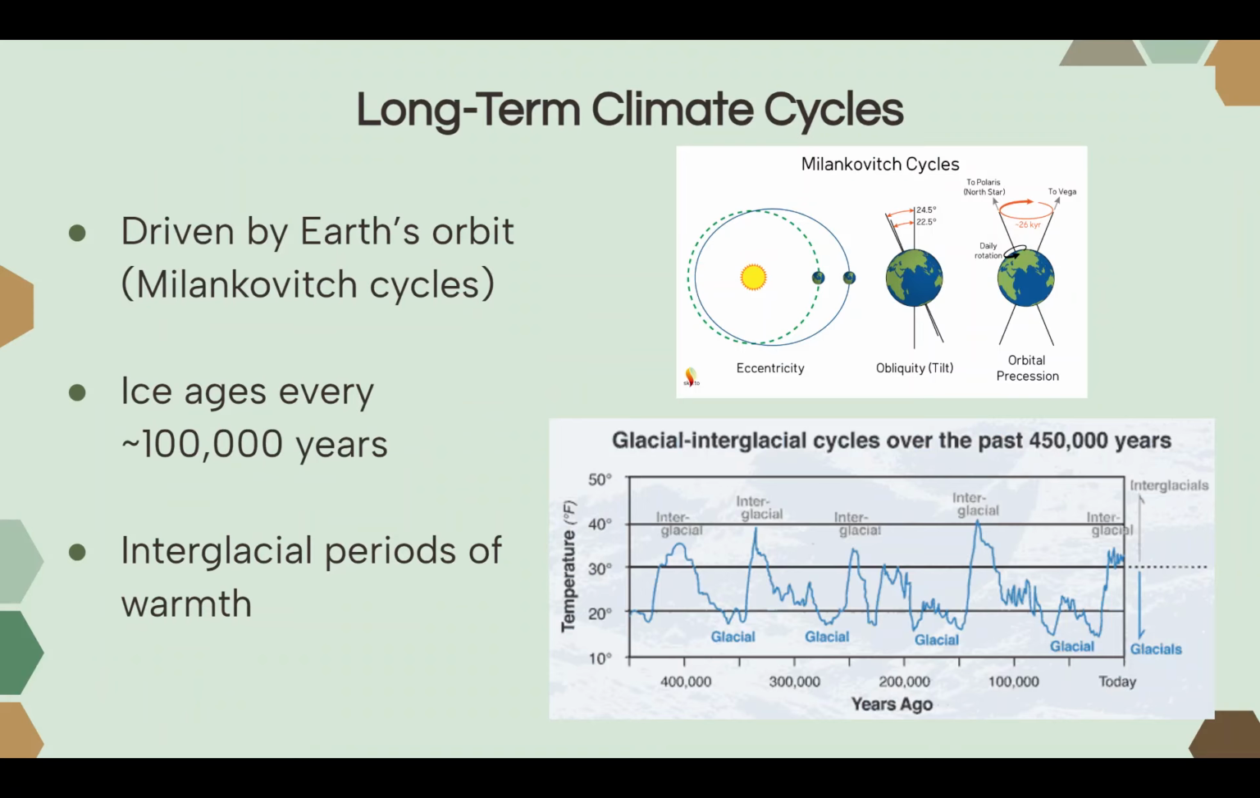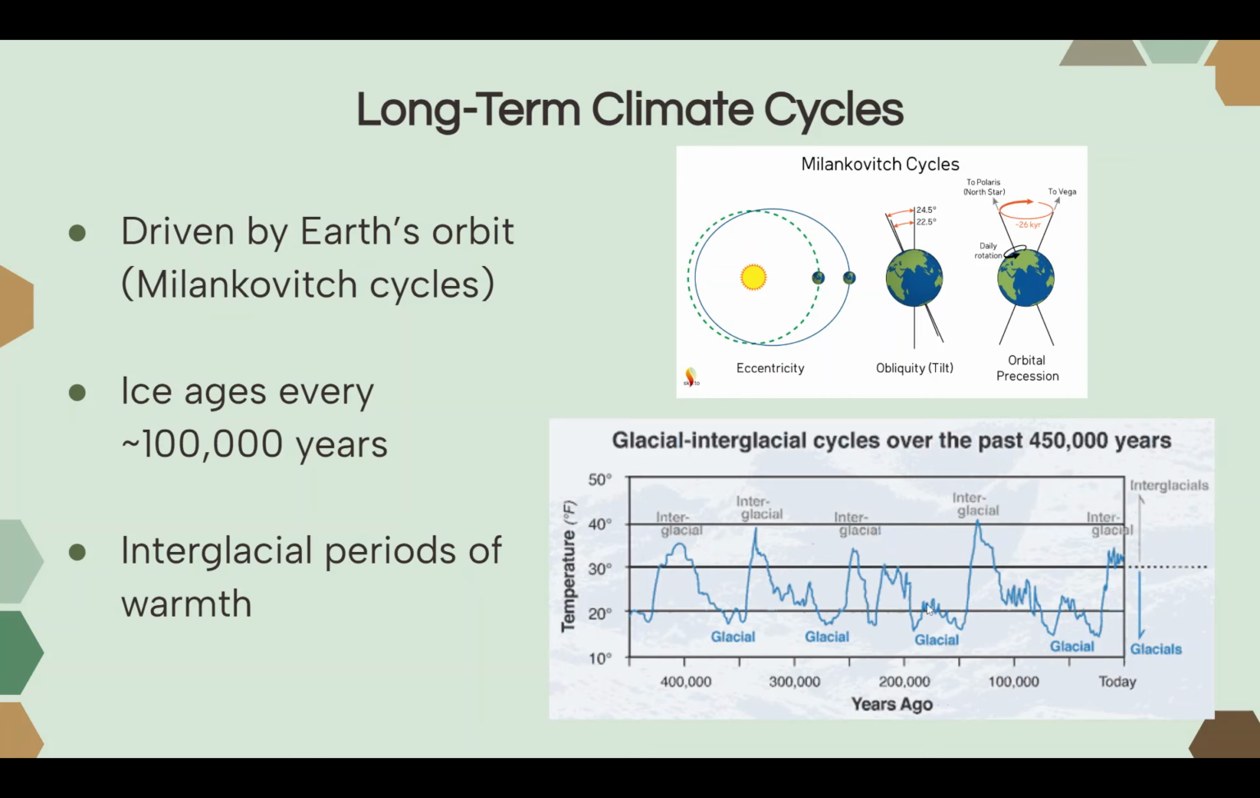So the natural climate cycles of glacial and interglacial periods that we've observed in the past on Earth are driven by something called the Milankovitch cycles. So what we've noticed is that in the past, the Earth's climate or temperature has shifted from interglacial, which are warmer periods, and glacial periods, which are cooler periods, and it's been a cycle.